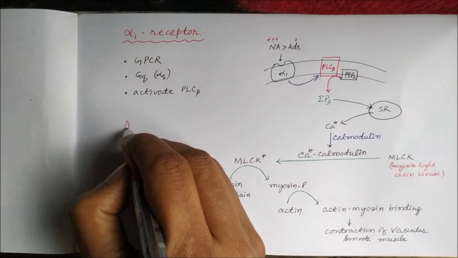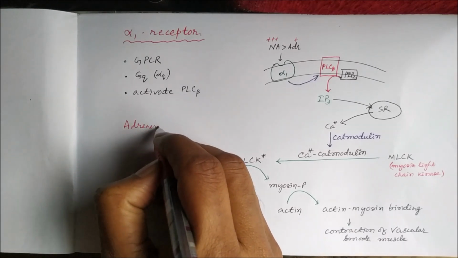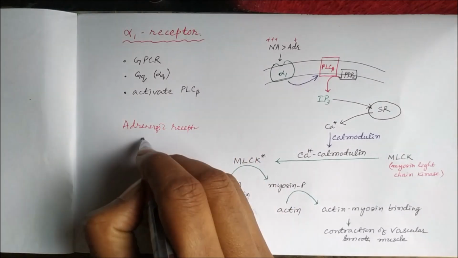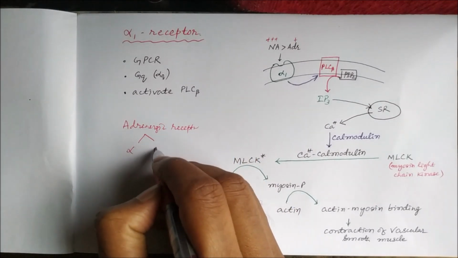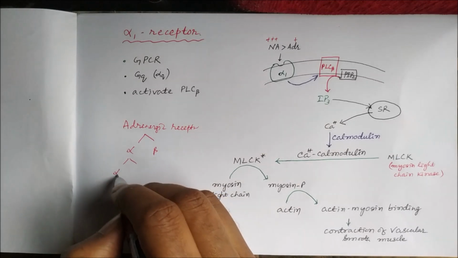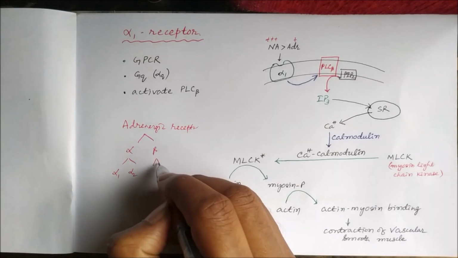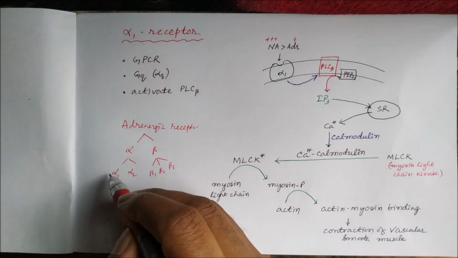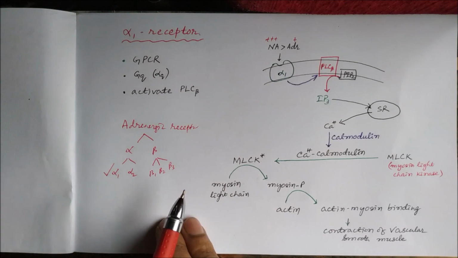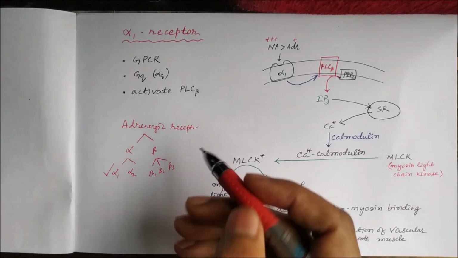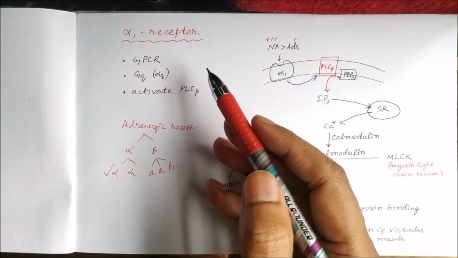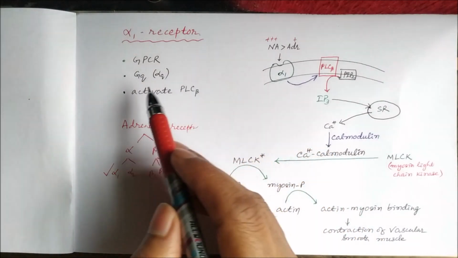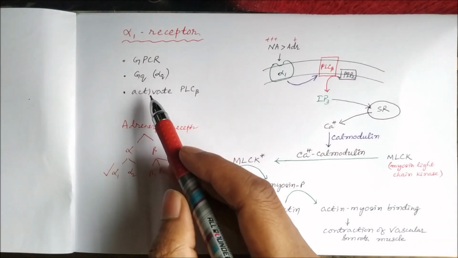The adrenergic receptors are of two types, alpha and beta. Alpha is again of two types, alpha 1 and alpha 2. Beta is again of three types, beta 1, beta 2 and beta 3. We will discuss the alpha 1 receptor. All these adrenergic receptors are G protein coupled receptors. So alpha 1 is also a G protein coupled receptor, of Gq type.